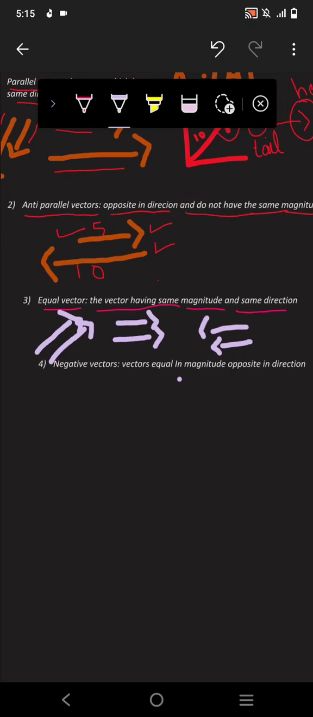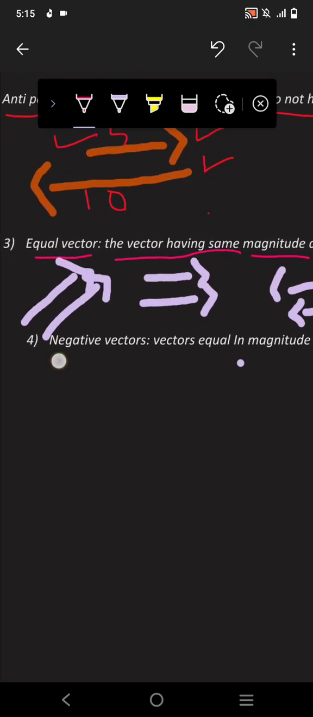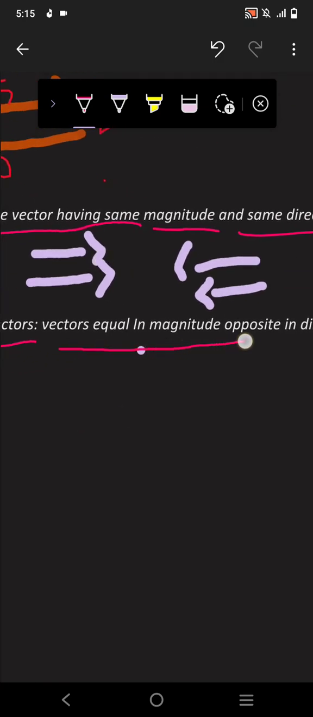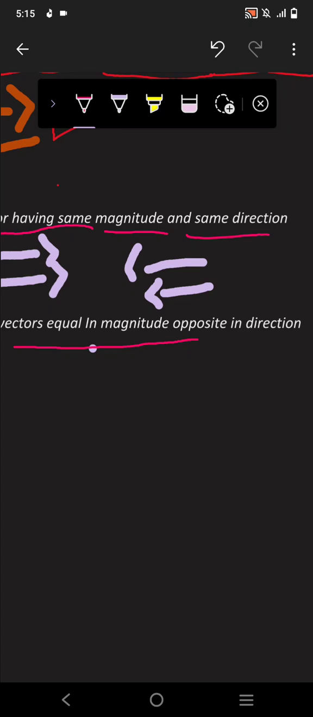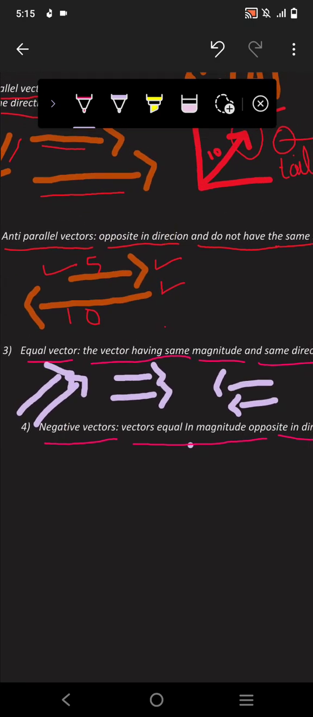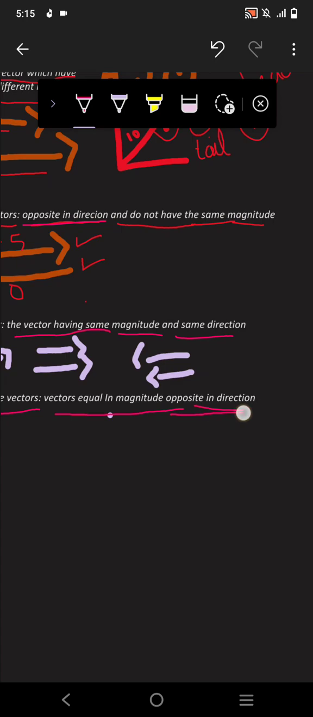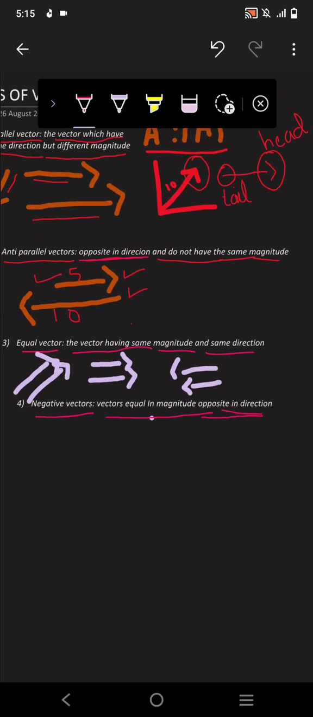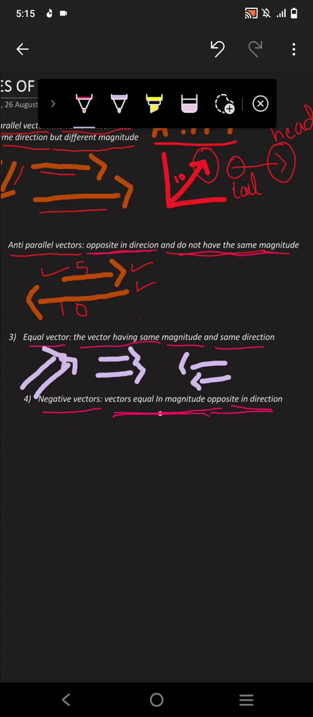Alright guys, we have another vector, the negative vector. Vectors equal in magnitude but opposite in direction. Now you can say that this definition must relate to anti-parallel vectors. Let's see that again. There is a little bit of minor difference between both of them. Anti-parallel is opposite in direction, but does not have the same magnitude, whereas here the vectors have equal magnitude. So yes, they both have a difference.